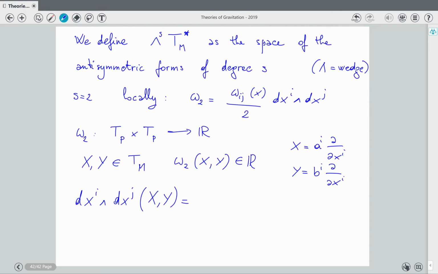Then this action is given by the determinant of what? dxi acting on x, dxi acting on y. This is anti-symmetric, as we said at the beginning, so it must be something anti-symmetric. A determinant is good for that. And then you repeat the same row with xi replaced by xj.